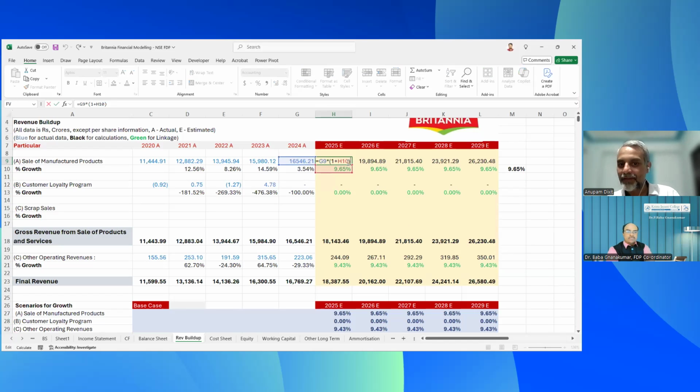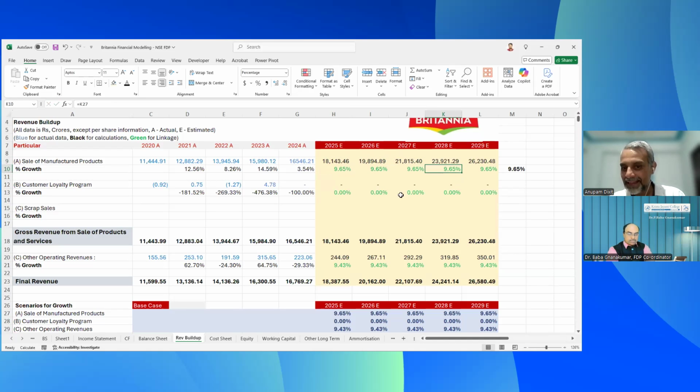The formula here will be the previous year's sale again into 1 plus the growth rate. That gives us the sale of manufactured products for 2025. And similarly for 2028, the formula for the sale of manufactured product is the previous year's value multiplied by the current year's growth rate, 9.65%, right?